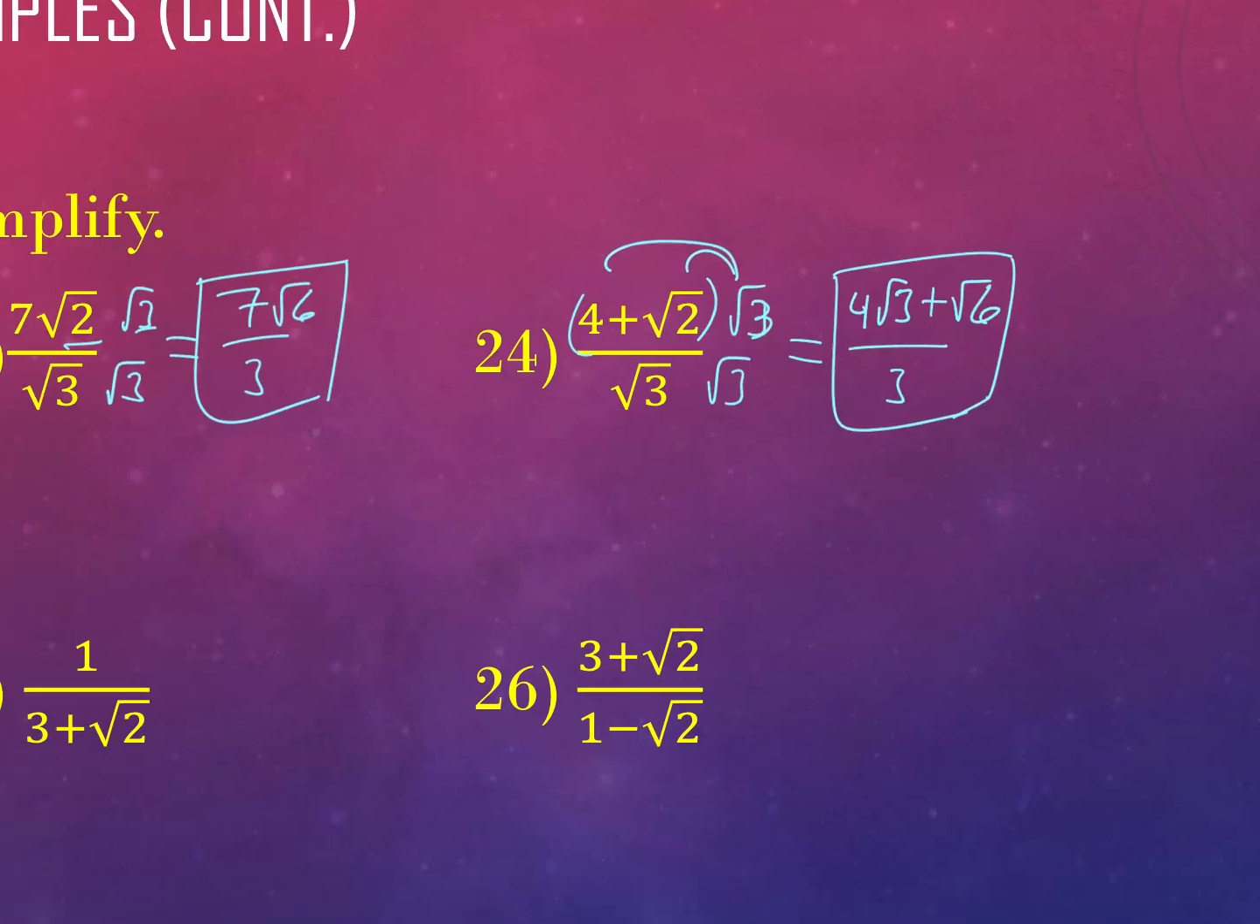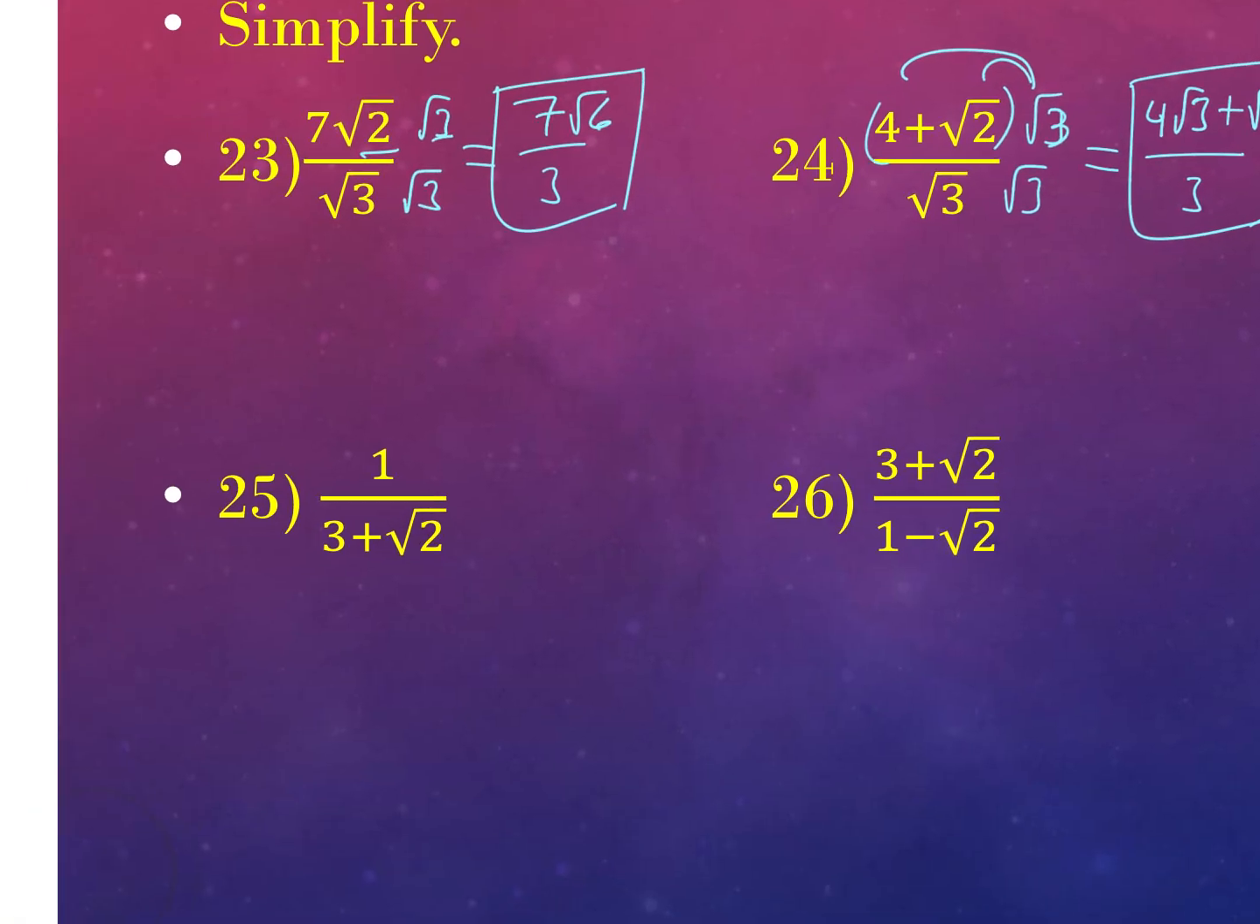Now, this is a little bit of a new one, where you would need to use the conjugate. So if I have 1 over 3 plus the square root of 2, what I'm going to do is multiply the top and the bottom by the opposite expression, so 3 minus the square root of 2. Now 1 I can distribute to everything, and that's just going to get me the same thing, so 3 minus the square root of 2.